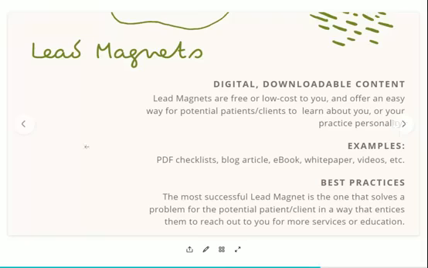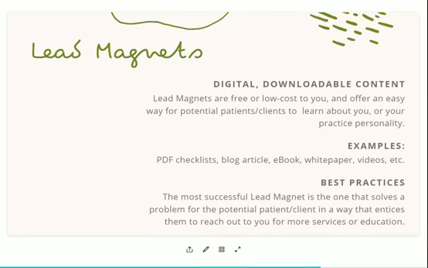Now, that being said, let's talk about some examples of lead magnets and what these are. First of all, a lead magnet online is usually a digital downloadable piece of content. Now, the whole idea of why we use downloadable content is because it's free or very low cost to you, and it offers an easy way for potential patients and clients to learn about you and really get their first taste of your practice personality.